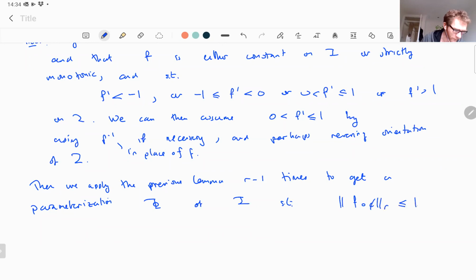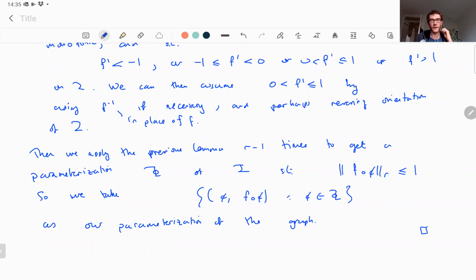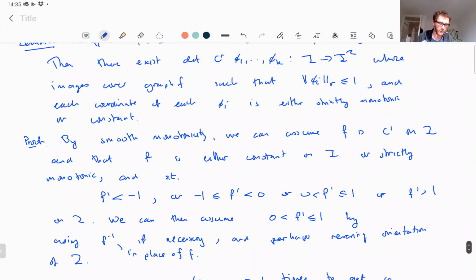And then we want a parameterization of the graph. So we then take phi and then f of phi in the second coordinate. That is our parameterization of the graph. And then we can use that lemma that we've just done. So we've now parameterized the graph. And what we want is to prove the cellular parameterization.